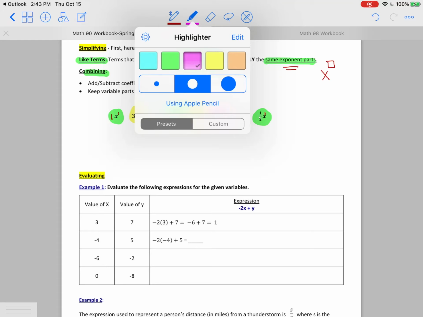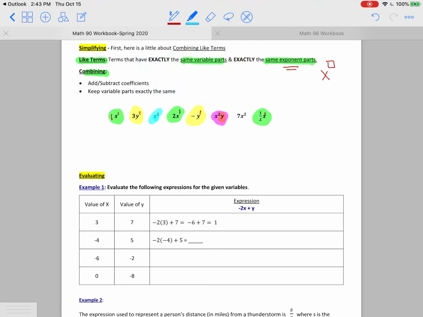Okay, and then lastly, let's find another color here. We have x squared, and here we have 7x squared. So those are like terms as well. Okay. All right, so let's get to the combining part.